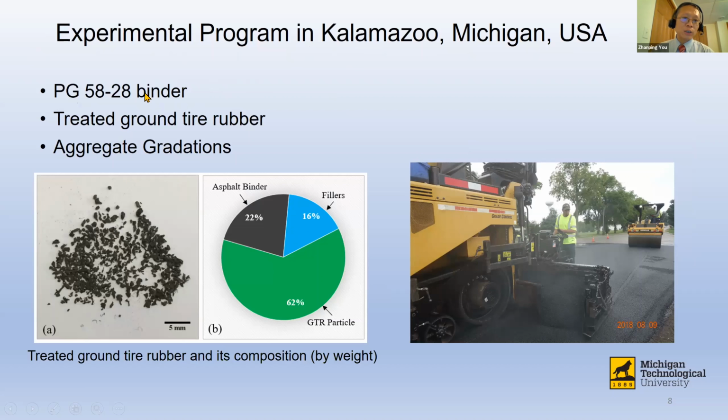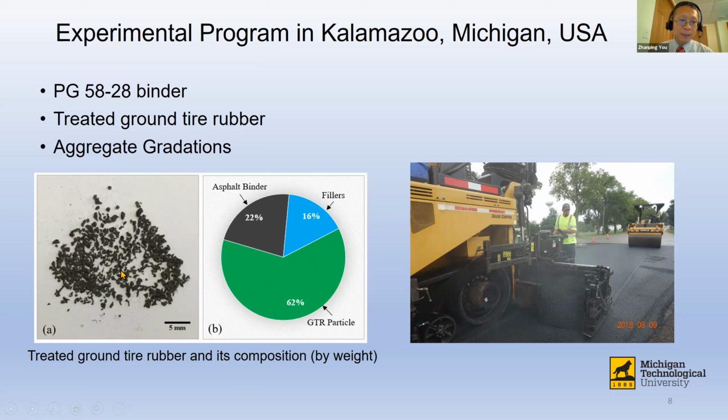We are using the traditional asphalt binder, which is PG 58-28 binder, commonly used in a lot of places. The second thing I mentioned here is tire rubber. This is treated ground tire rubber, using 30 to 50 mesh rubber particles. We blended it with several fillers and also asphalt binder. So this is the new product we are generating.